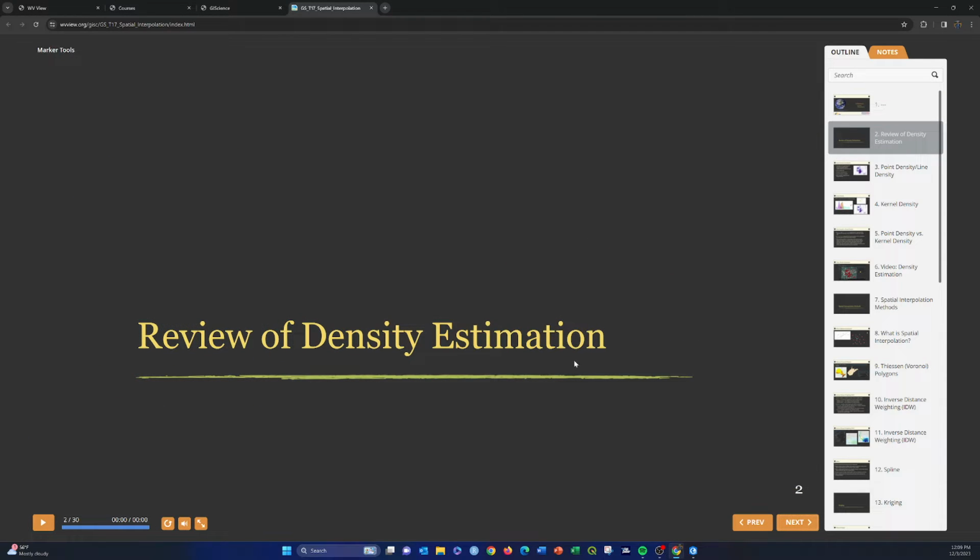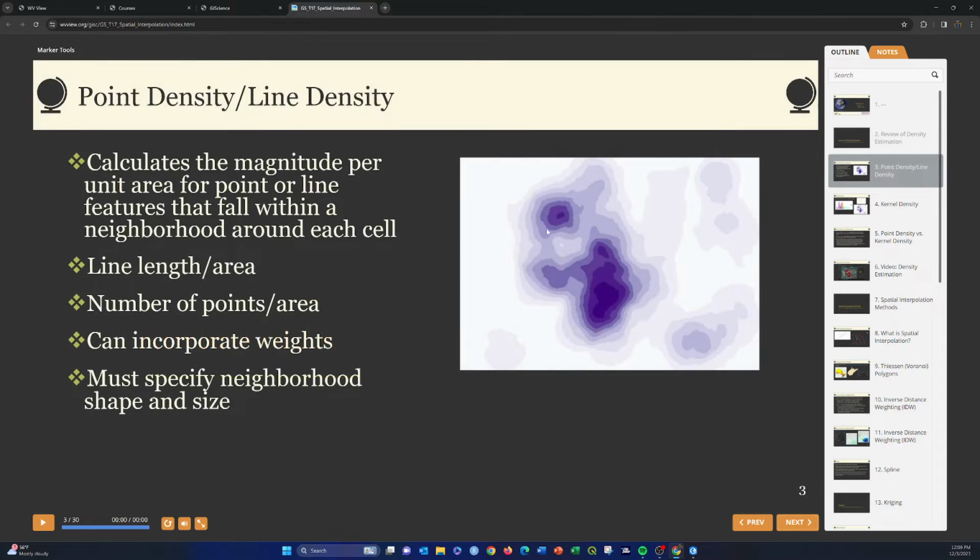Okay, so let's do a quick review of some density estimation. I included this here because some people think of this as kind of an interpolation method. So anyway, I wanted to cover that here. So some of these we've talked about already. Point density, basically you're calculating the density of point measurements within a given radius. So effectively you're counting the number of points in the radius and dividing by the area.